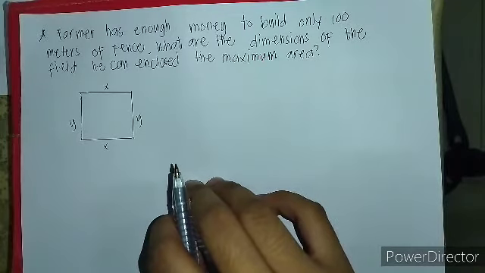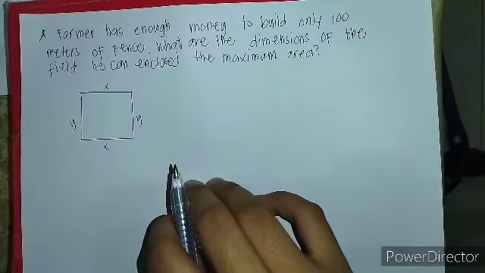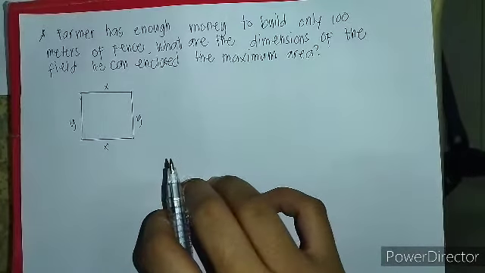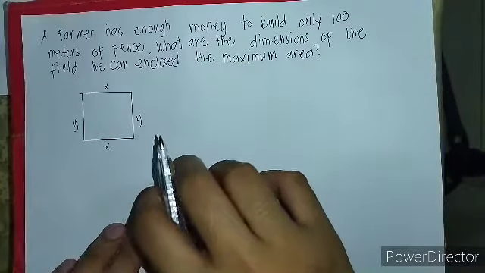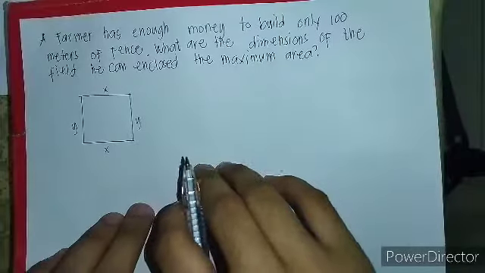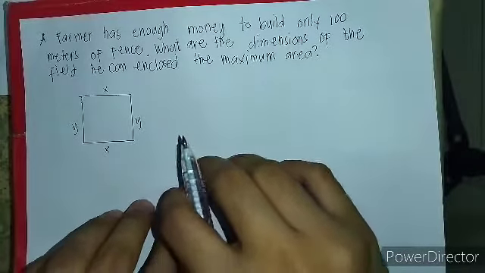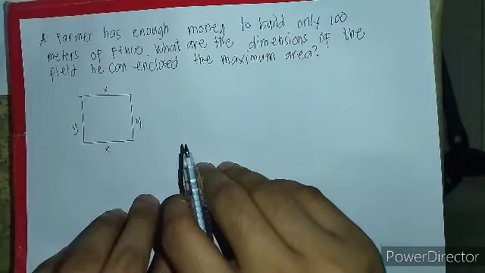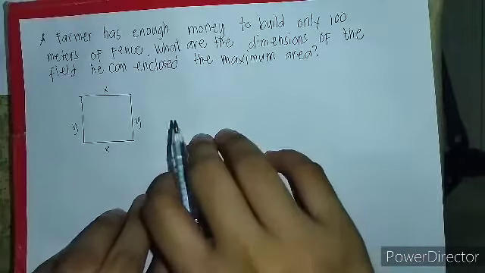Today I will be discussing three examples regarding the topic, which is the relationships between variables and the maxima and minima. Here we have the first example: a farmer has enough money to build only 100 meters of fence. What are the dimensions of the field he can enclose with the maximum area?